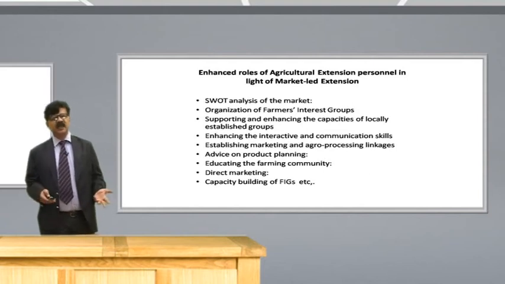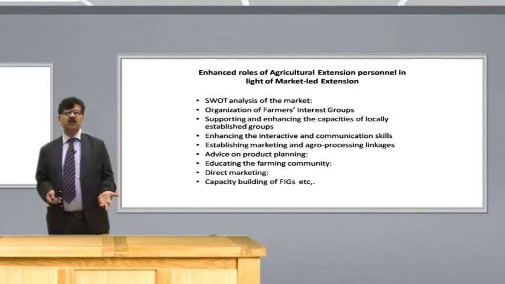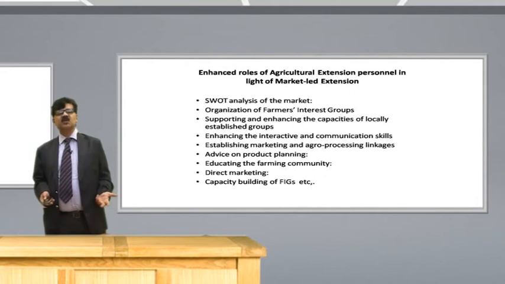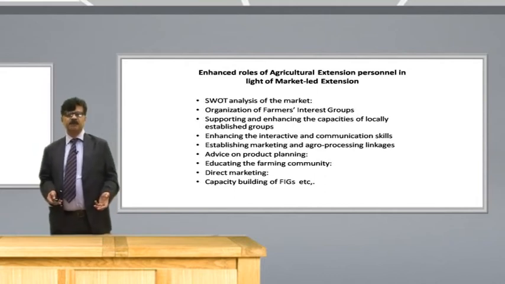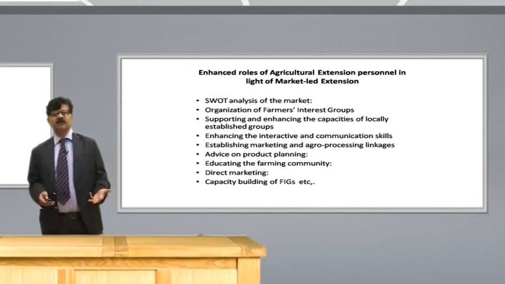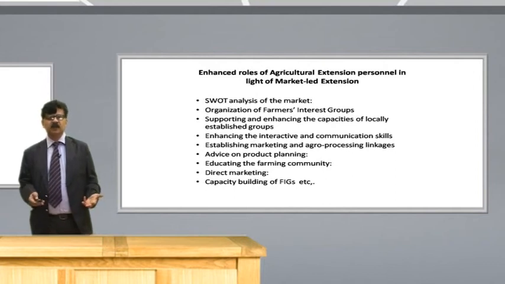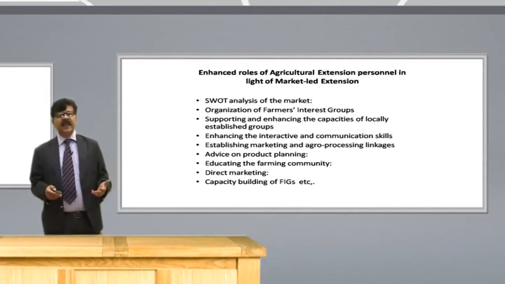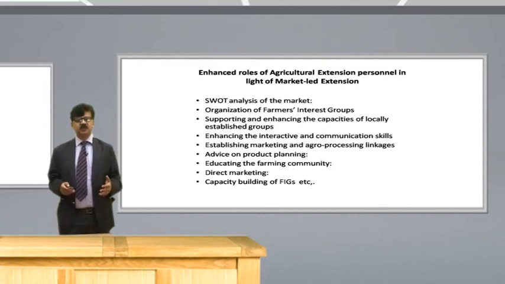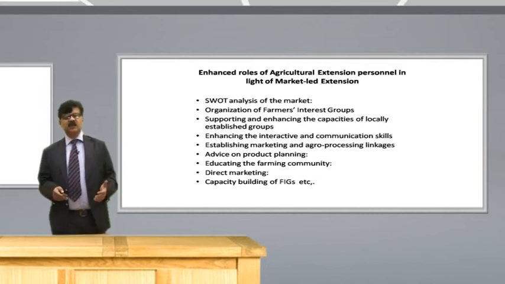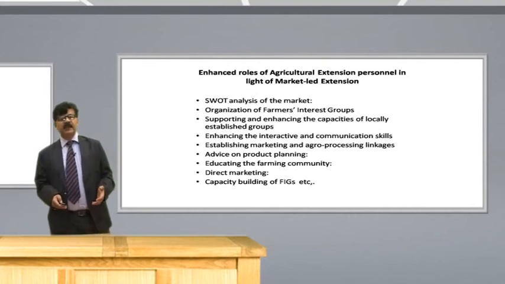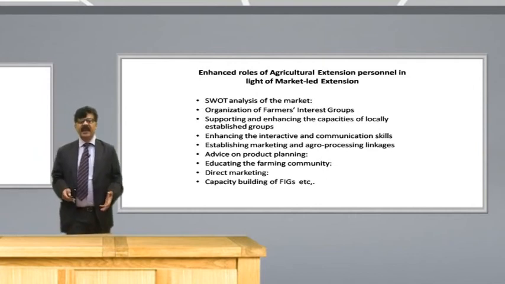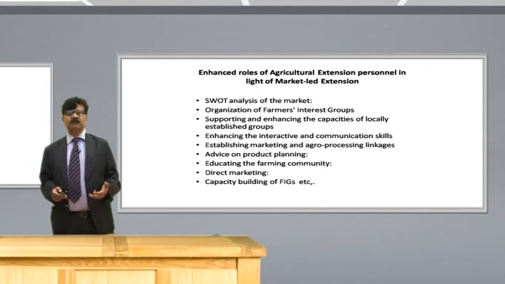These farmer interest groups can be on a commodity basis. As you all know, in Madhya Pradesh, on the initiation of the Small Farmer Agribusiness Consortium, a lot of producer companies have been formed around soybean, and they have been playing a vital role in terms of getting into the market. Supporting and enhancing the capacities of locally established groups under various schemes such as watershed committees and user groups is important. It is also important that we enhance the interactive and community skills of the farmers.